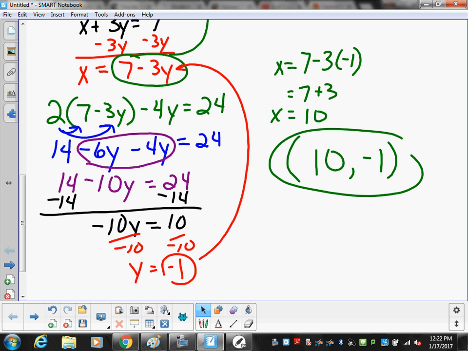Negative 1 in for y. 7 minus 3. The minus 3 times the minus 1 is a positive. Negative times a negative is a positive. So negative and a negative, when you multiply together, it becomes a positive.